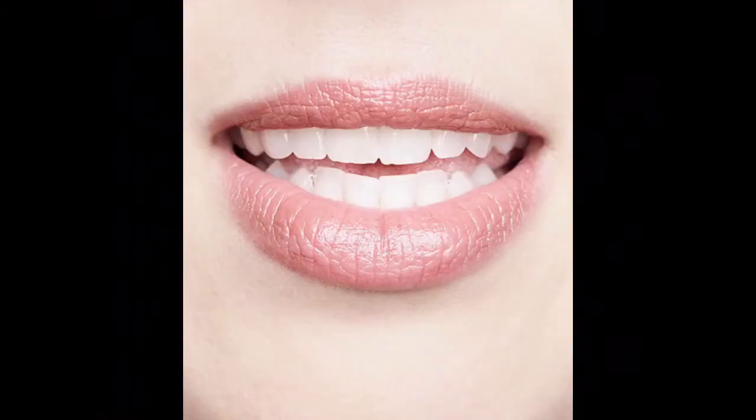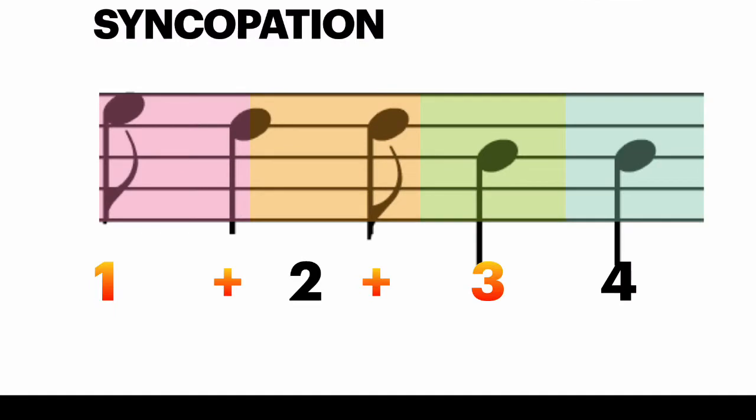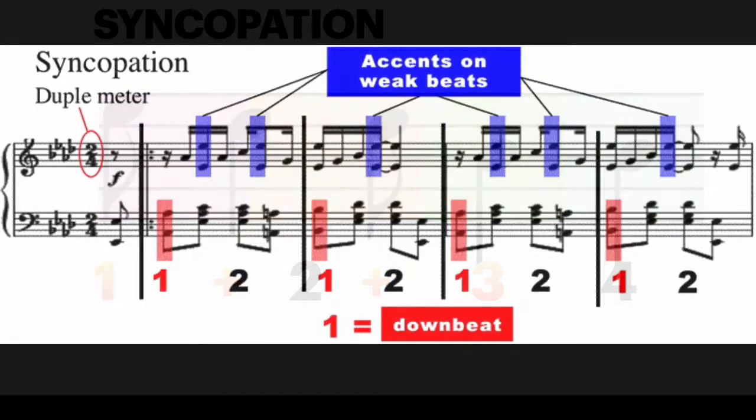When an accented note comes where we normally would not expect one, the effect is known as a syncopation. There is a syncopation when an offbeat note is accented, when the stress comes between 2 beats. In this example, you have 1 and 2 and 3, 4. 1 and 2 and 3, 4.